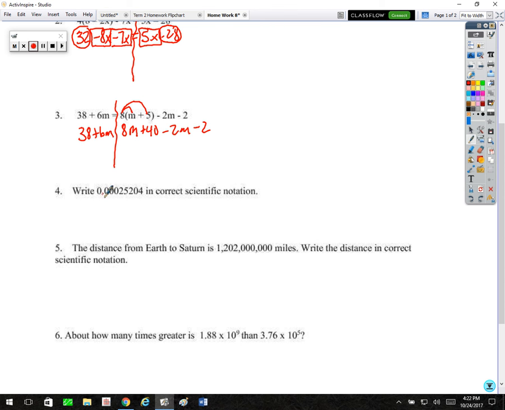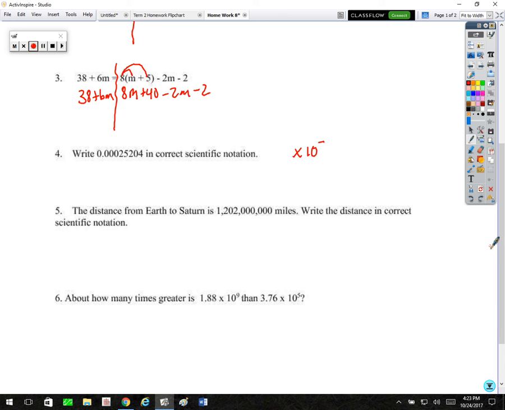I will help you out. Remember, this number is smaller than 1, so whatever you get for your coefficient, your exponent is going to be negative. All right, the distance from the Earth to Saturn. Remember your decimal this time is here, and you need to move it to where there's one number in front. And this time, since this number is way bigger than 1, our exponent is going to be positive. Now you just have to fill in this part and your exponent.